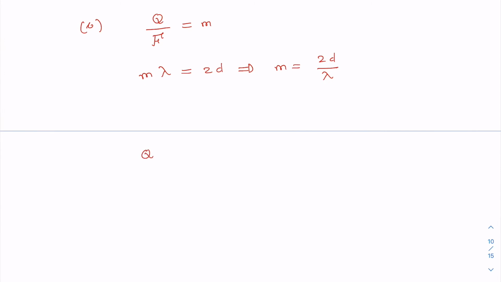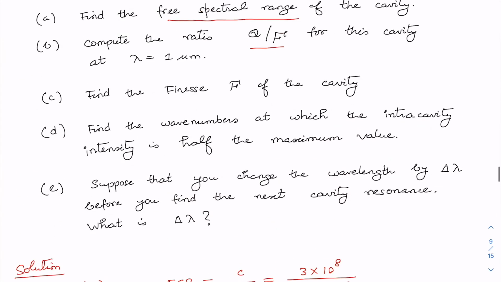Therefore, this ratio of quality factor and the finesse is equal to 2D over lambda. D is 1 centimeter, that is 10 to the power minus 2 meter, and lambda is 1 micrometer, so therefore it is 10 to the power minus 6 meter. So if you do it, you will see that this ratio would be 2 times 10 to the power 4. Okay, let us go to the third part.